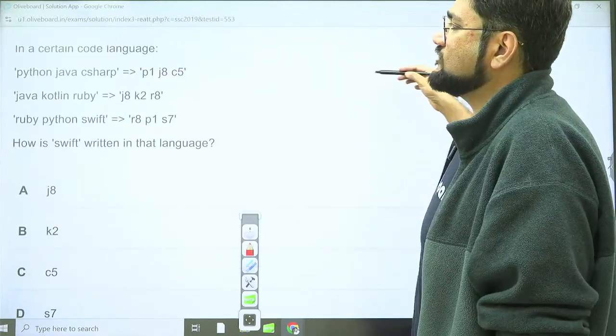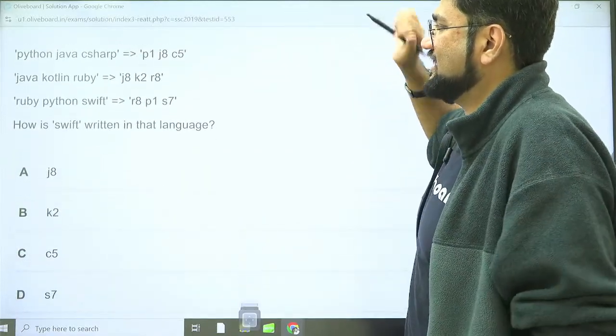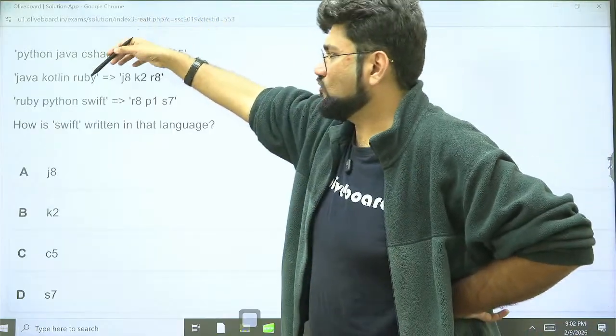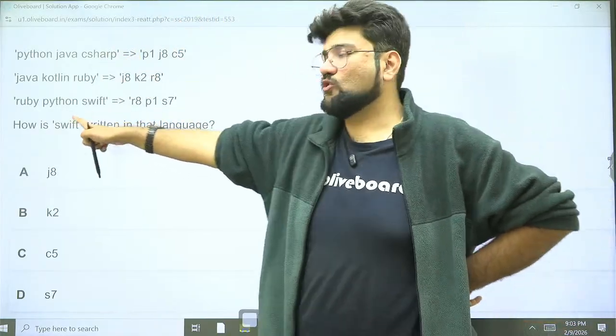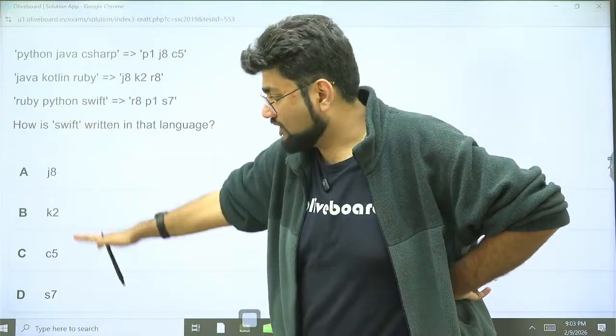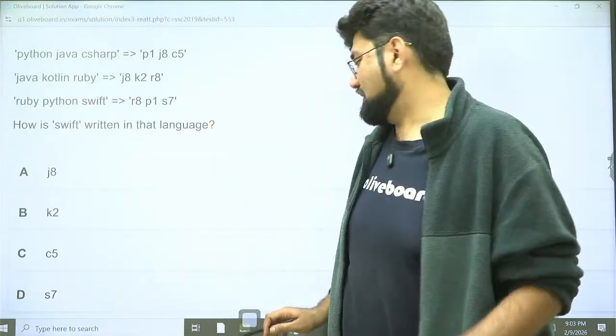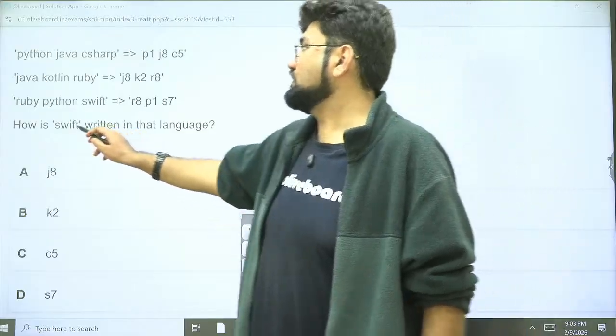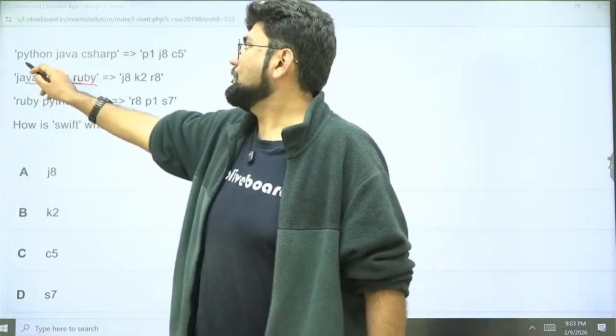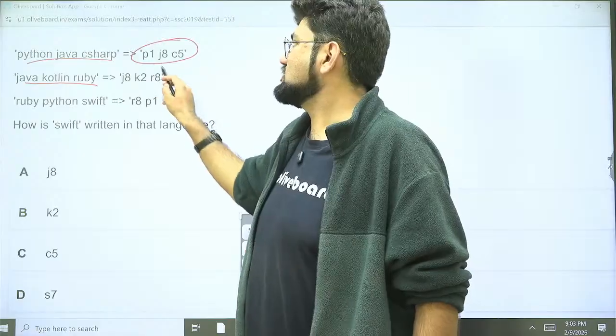In a certain code language, Python, Java, C# is P1, J8, C5, Java, Kotlin, Ruby, and Ruby, Python, Swift. Okay, don't need to go through all this. Just look at what is being asked. They are asking you a single distinct word with 4 distinct options. Eliminate. As simple as that. Just look for options which do not have the word Swift in it. So Java, Kotlin, Ruby, Python, Java, C#. Delete all these options and you are done with your answer.